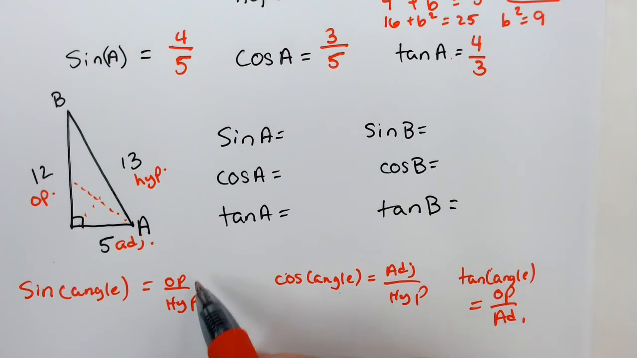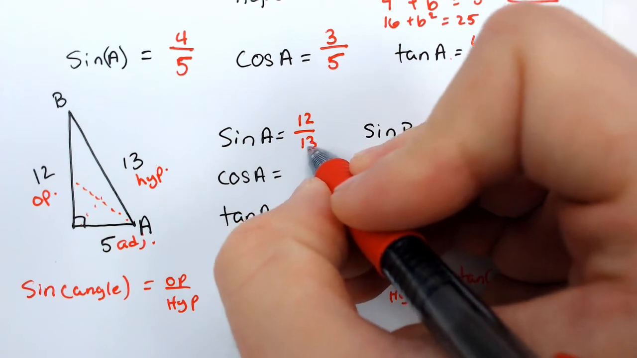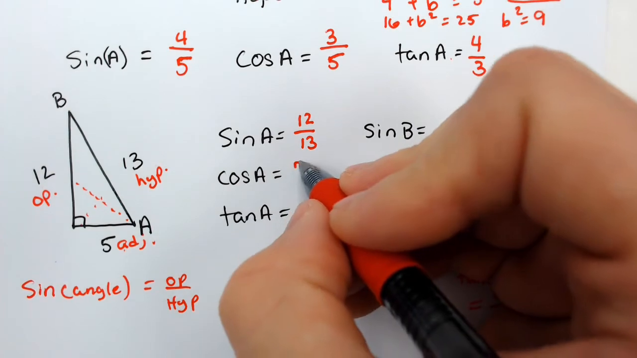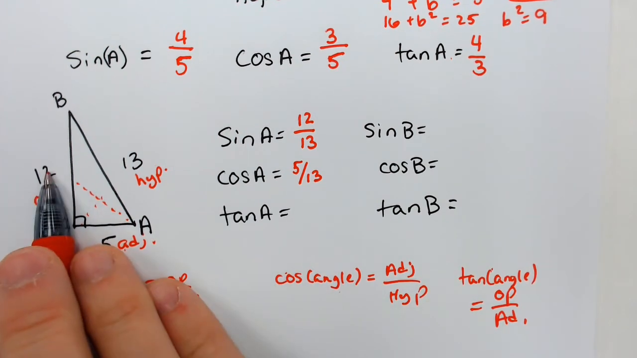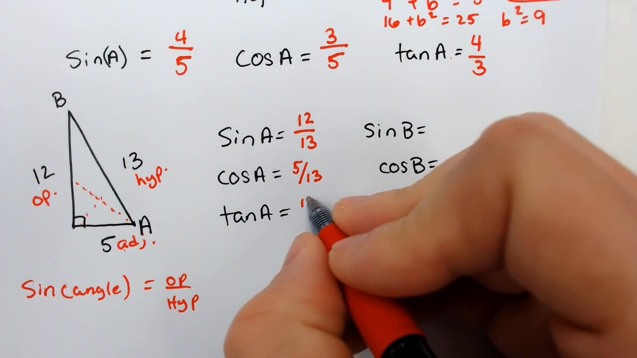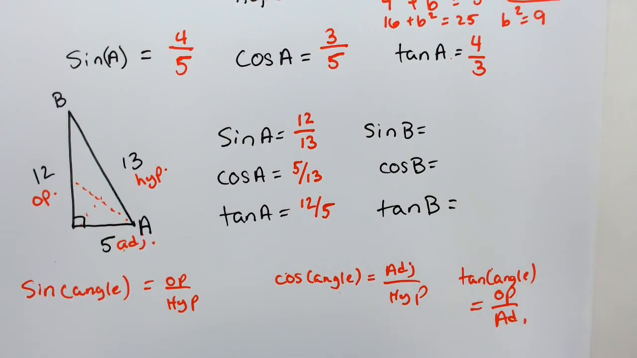Sine is opposite over hypotenuse, so that is 12 over 13. Cosine is adjacent over hypotenuse, so that is 5 over 13. And tangent is going to be opposite over adjacent, so that is going to be 12 over 5. Now, sometimes, pretty rare, but sometimes you can actually divide 12 by 5 and get like 2. But 12 doesn't divide by 5. Imagine if that was 6, we would write just 2. So we've found all sine of angle A's and cosine of angle A's and tan of angle A's.